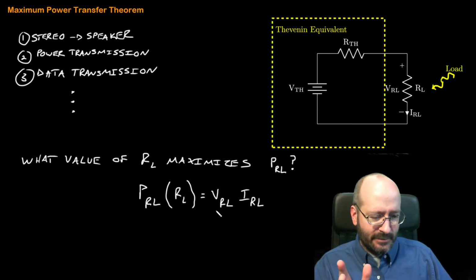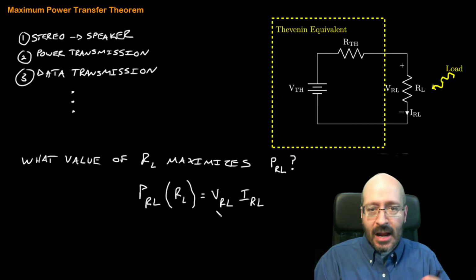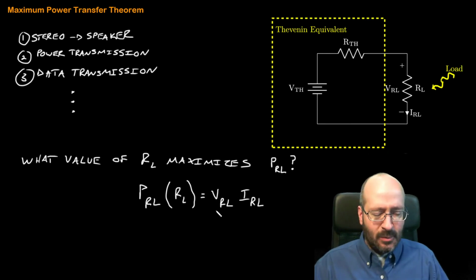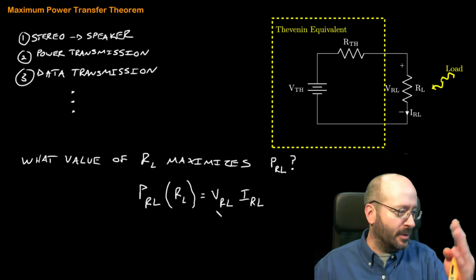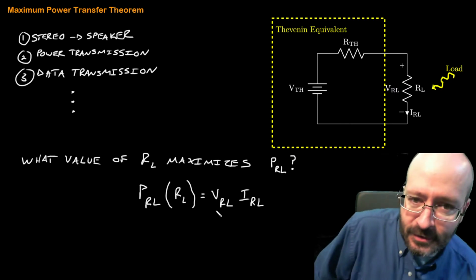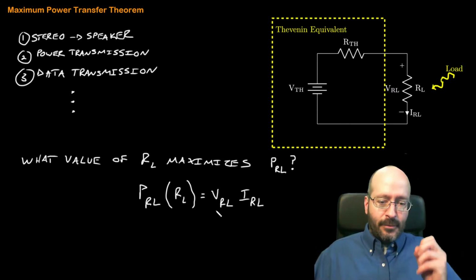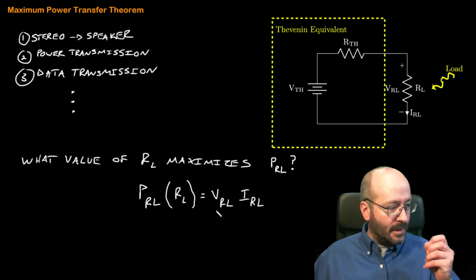So it's not a short and it's not an open. So it's got to be somewhere in the middle. And we've got to figure out where in the middle is, right? Because what's infinity divided by 2? We don't know. So it turns out there's a very specific value for which we will maximize power.